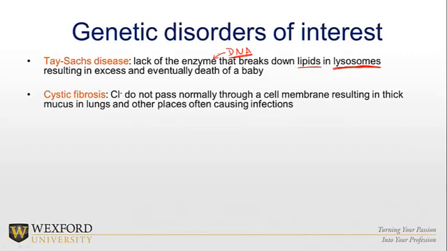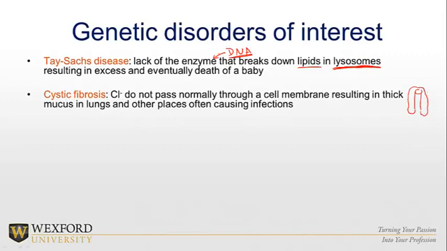Cystic fibrosis. Probably you've heard of that one, a rather common one. In this case, chloride ions do not normally pass through cell membranes, resulting in thick mucus in lungs and other places, causing infections. Well, chloride ions pass through special channels, right? So imagine a cell membrane. This is my very poor picture of a channel here.